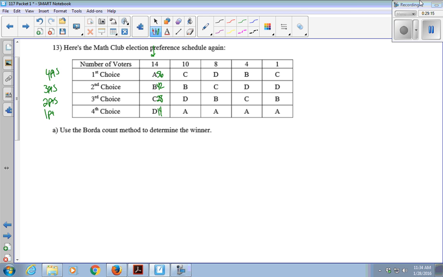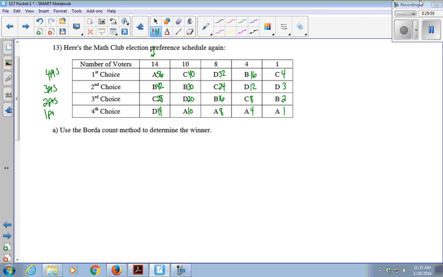Then we have to go through and do this for each pile of ballots. Okay, so we just do 4 points times 10, which gives me 40 points for C. 3 times 10 is 30. 2 times 10 is 20. And 1 times 10 is 10. And then 4 points times 8 ballots is 32 points for D. 3 times 8 is 24. 2 times 8 is 16. 1 times 8 is 8. And then 4 times 4 is 16. 3 times 4 is 12. 2 times 4 is 8. 1 times 4 is 4. And then I have 4, 3, 2, 1 for that single ballot on the end.